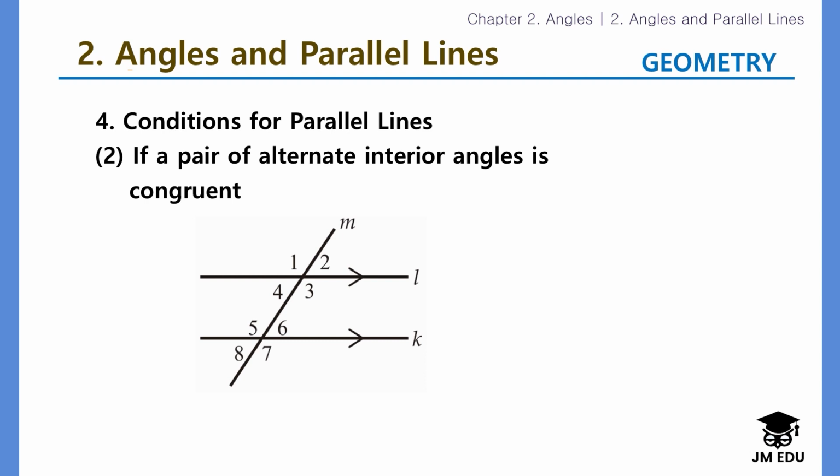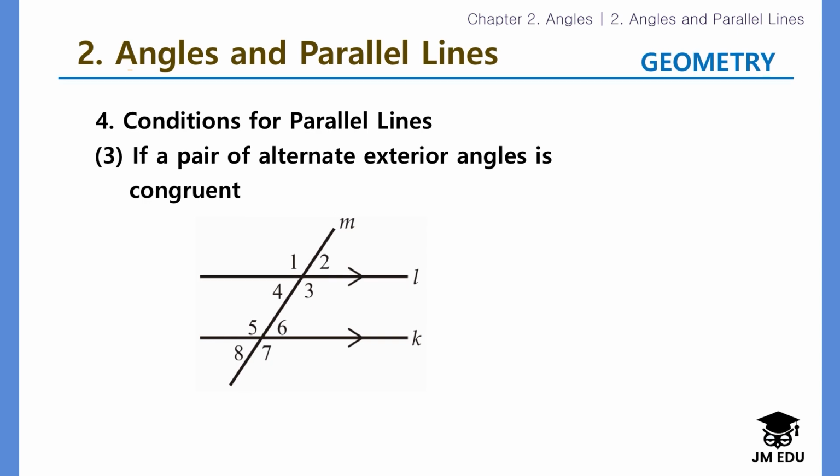Number 2, again, we don't know whether these two lines are parallel yet, okay? But if a pair of alternate interior angles, number 4 and 6, or 3 and 5, are congruent to each other, then we can conclude that these two lines are parallel.